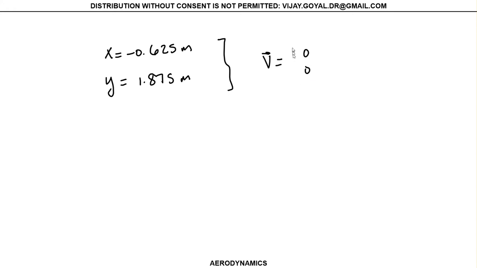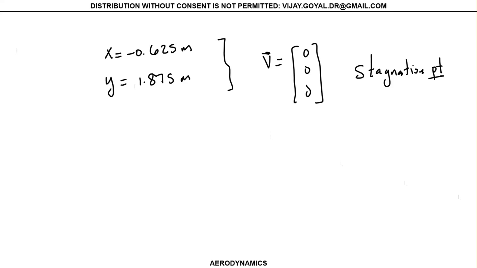Because you're saying that your velocity vector is 0, 0. In general it's three-dimensional, so you would see three zeros, although you don't have them here. So this is the stagnation point, and it will occur only when these are equal to -0.625 and 1.875.